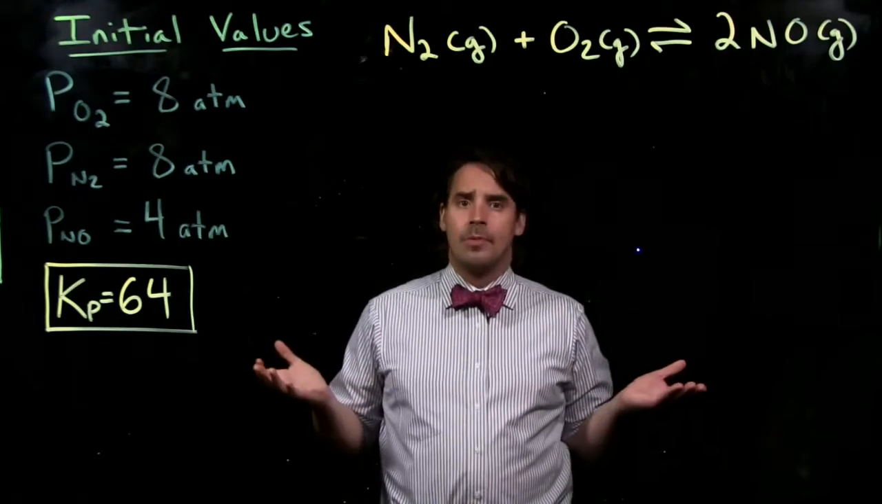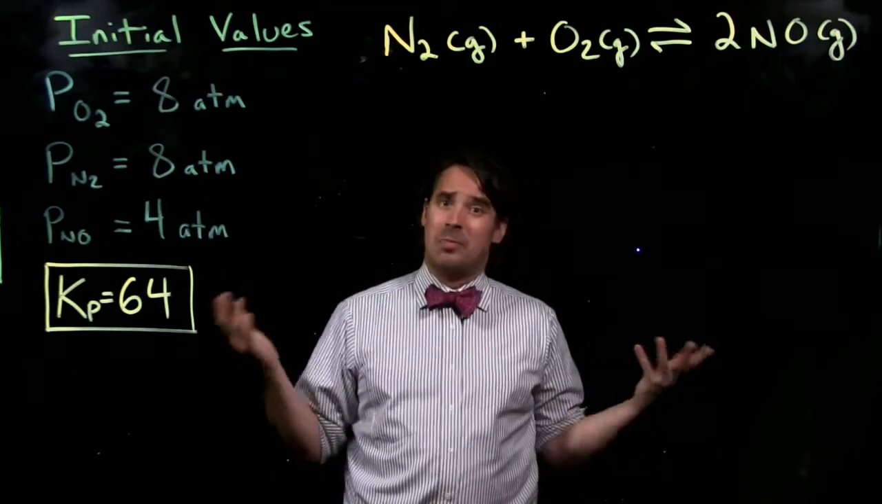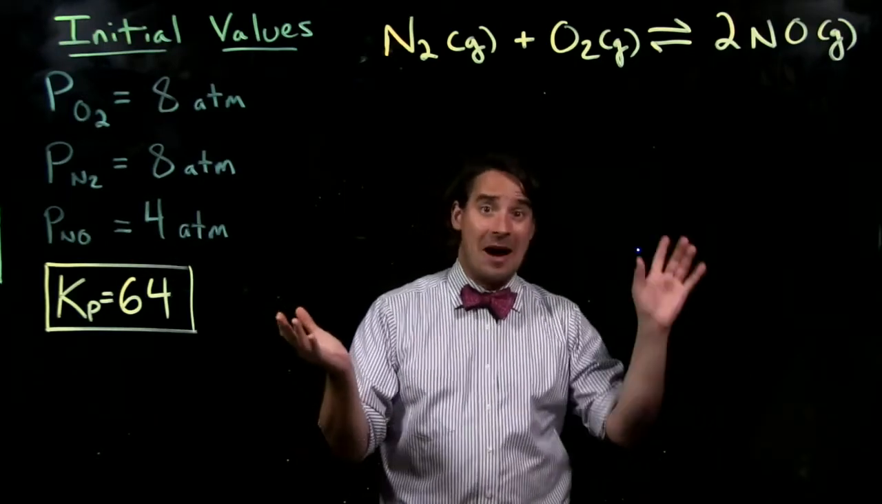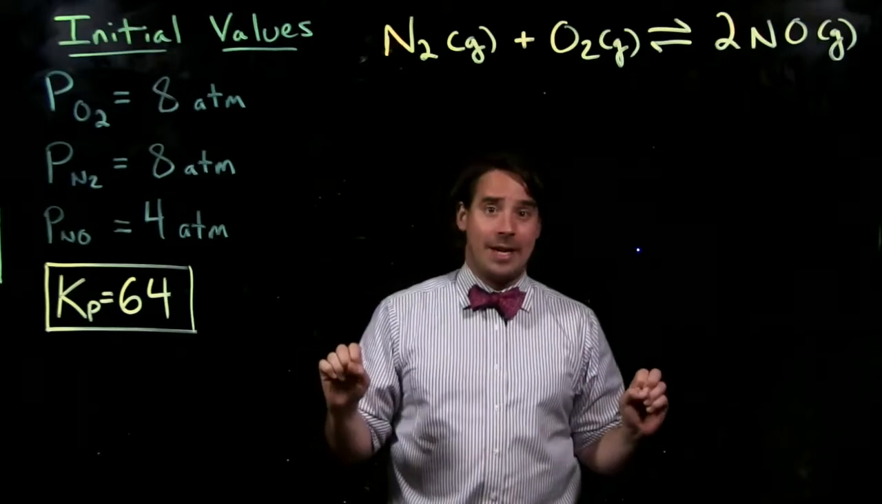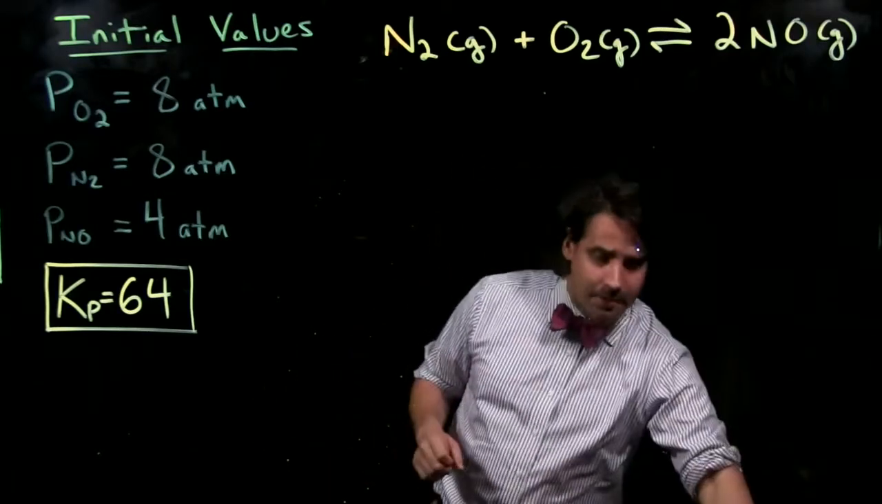Whenever we have a problem where we're given several initial values and we're trying to find an equilibrium value, when in doubt, ICE it out. We need an ICE table in order to answer this question. So let's get to it.